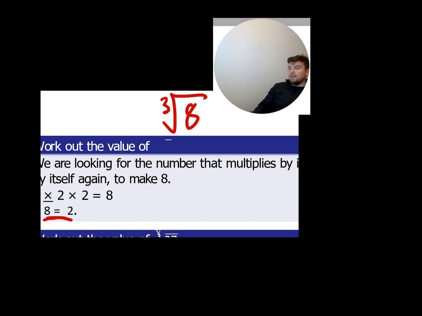Also, work out the value of the cube root of 27. We're looking for the number that multiplies by itself, and by itself again, to make 27. So we've got 3 times 3 times 3, which gives us 27. And that equals 3 here.